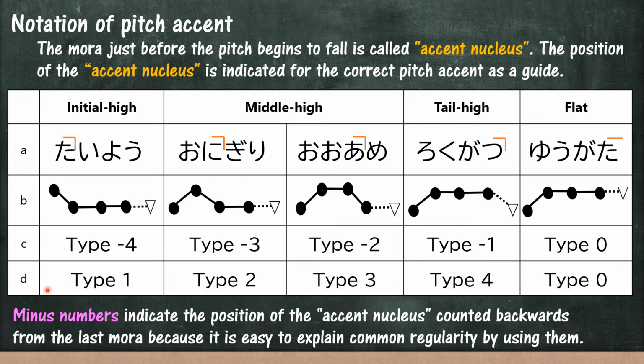Okay, and let's look at example D. This pattern is the opposite of example C. So it shows the position of the accent nucleus counting from the front of the word. So let's look at it. So type 3. So from the back of the word, 1, 2. No, sorry. From the front, 1, 2, 3. So this is type 3. So after the letter a, the pitch drops. おおあめ, おおあめ. So this is type 3.